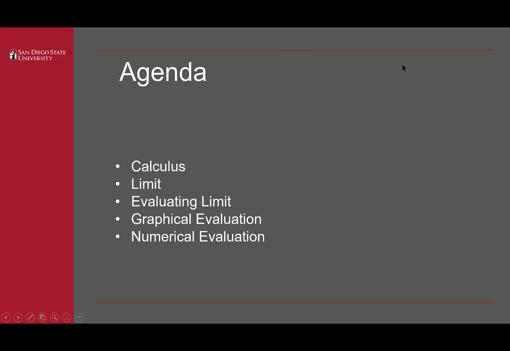And for the limit part, we will first see what the calculus exactly is, and then we will give a definition of limit, both an informal and a formal definition. Then we will see how we evaluate a limit, limit of a function. We mostly focus on graphical evaluation and graphical representation of functions here, but we will also touch some numerical evaluation, and we will give some tips and tricks about this kind of evaluation.